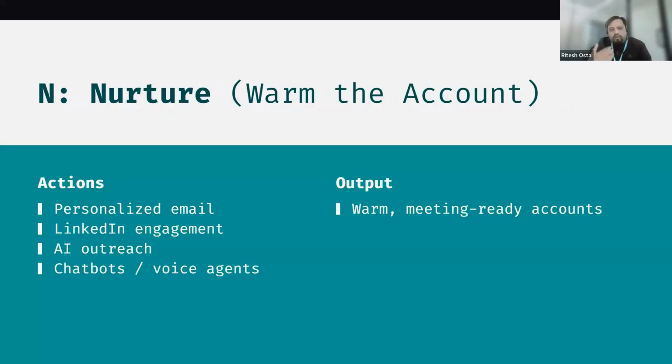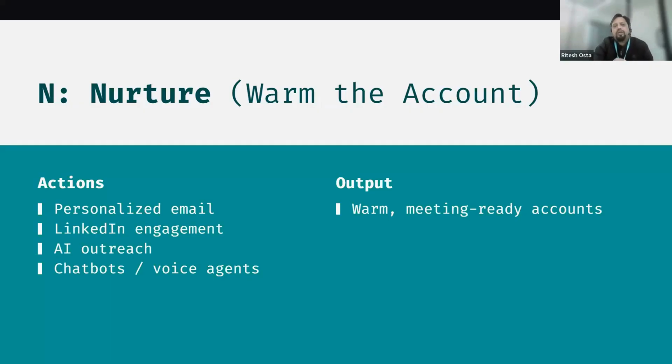Nurture is where you start nurturing them, warm their account, send them nurturing emails, start engaging with them on LinkedIn, on the decision makers, start following them, do an AI outreach, email outreach, chatbots, voice agents. You can do a voice agent outreach as well. The output is the accounts become warm, right? Meeting ready accounts. The accounts are already aware of your presence, your service, your product. So when you approach them, there is a higher chance of them responding to that, right?